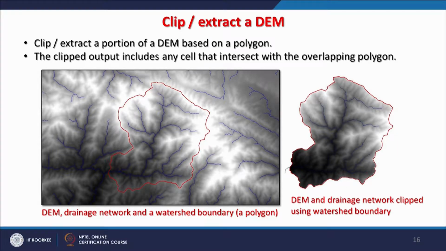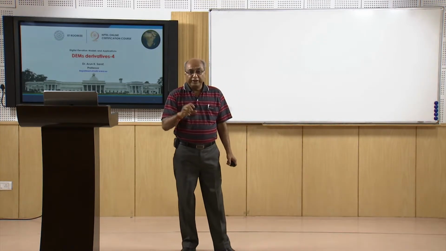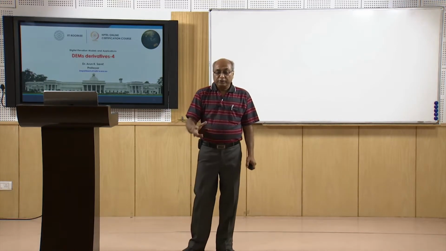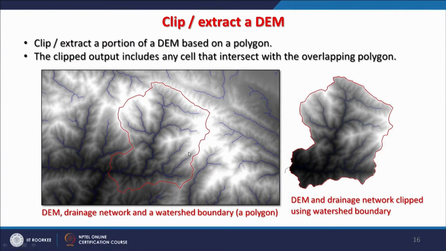It is a subset of a digital elevation model for a study area. That study area might be a political boundary, for example the boundary of a state, a district or a city, large or small, or the boundary of a basin, catchment, watershed or whatever. So based on these polygon boundaries, one can extract a digital elevation model or have a subset of a large tiled digital elevation model.